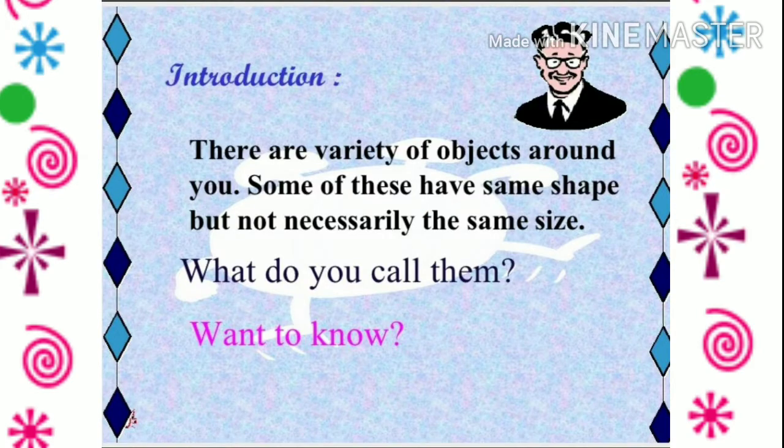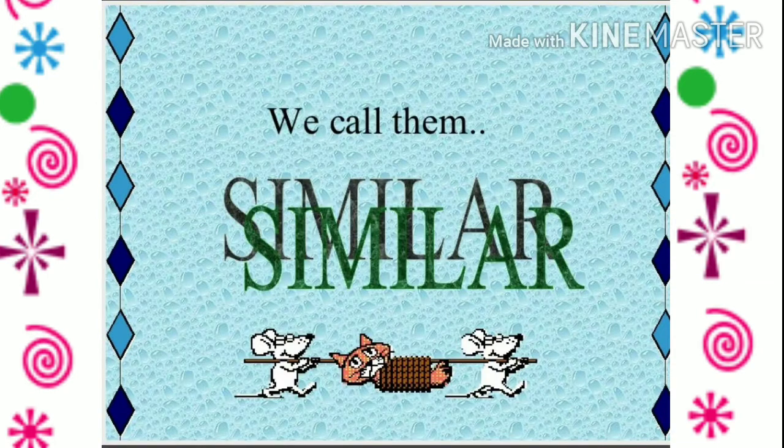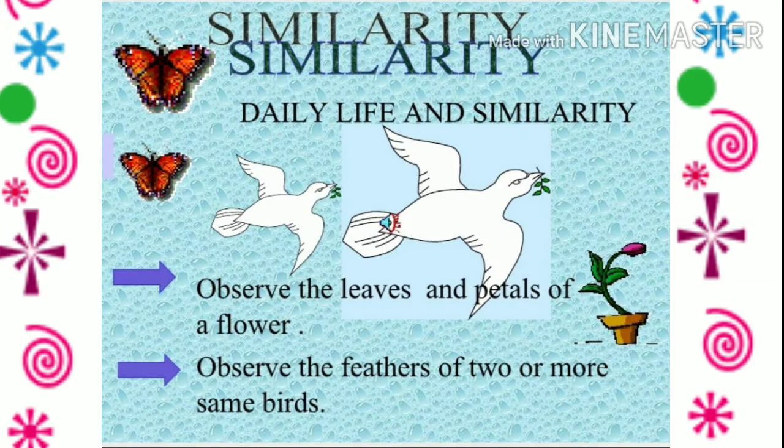There are a variety of objects around you. Some of these have the same shape but not necessarily the same size. What do you call them? Want to know about it? That only we are going to see in this PPT. What do you call them? We call them as similarity.